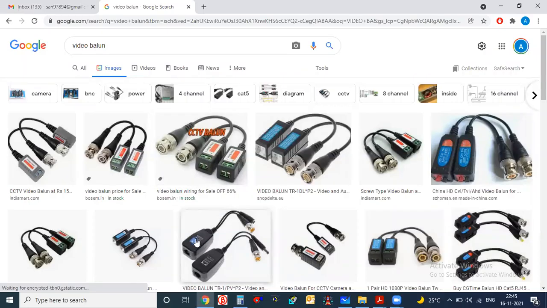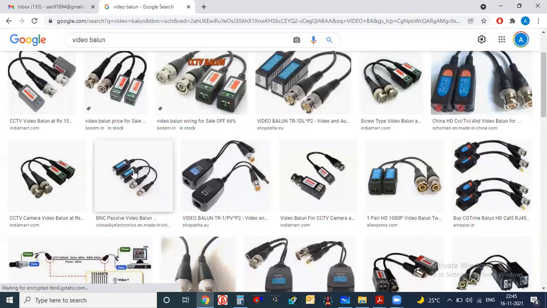Converter. Something like this only. Is this a converter? I think it is used for maintaining the quality of picture or video. Suppose you are maintaining some megapixels. Because of the longer lengths, that quality will not be maintained actually. So that's why they are using this balun.